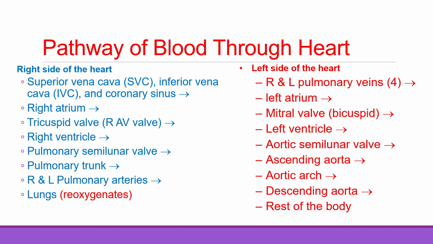You might be saying to yourself, why does it matter if we say ascending, the arch, or the descending portion? Because there are vessels that come off those first 2, and we're going to learn those pretty quickly. So we want to make sure that you know where those are coming from. Make sure you separate that aorta into 3 different parts.